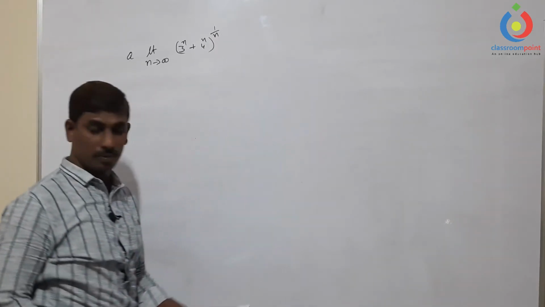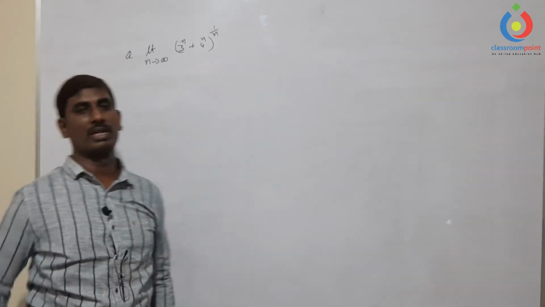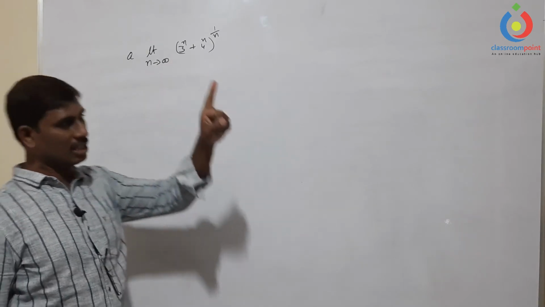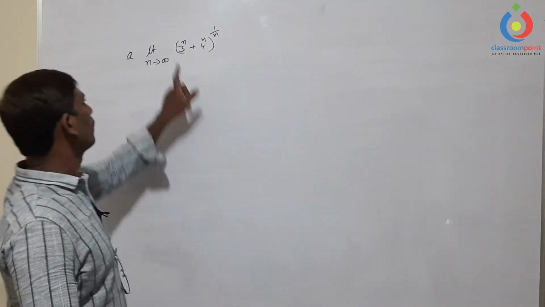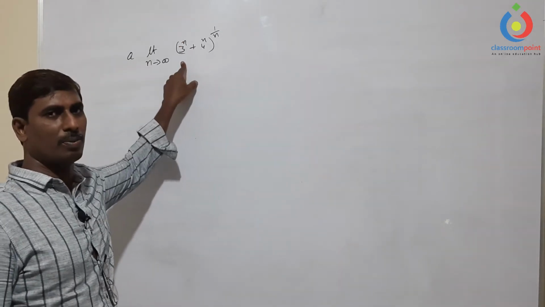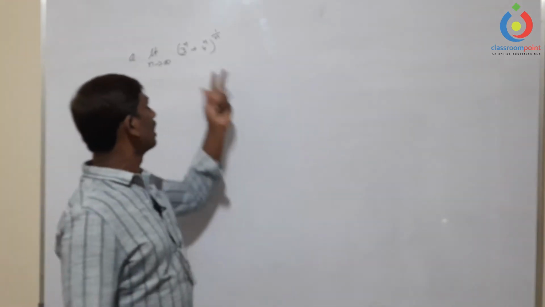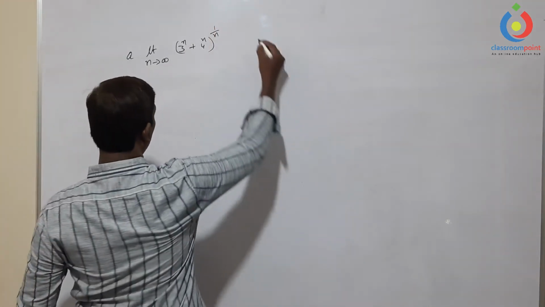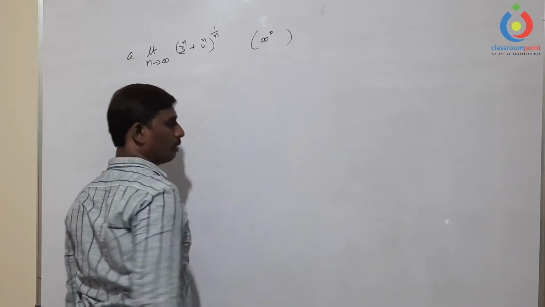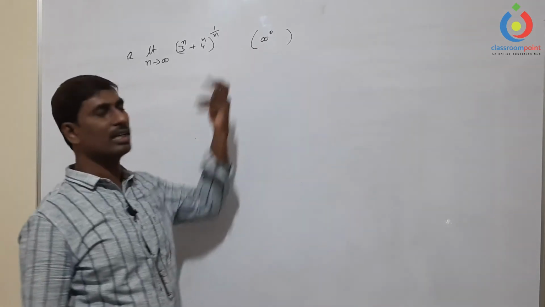Then what is the value? Check here. First point, n tends to infinity. So we'll check 3 power infinity. 3 is above 1, and above 1 power infinity is infinity. Infinity plus infinity is always infinity. Infinity power 0. What is it called? Determinate or indeterminate form? It is an indeterminate form.